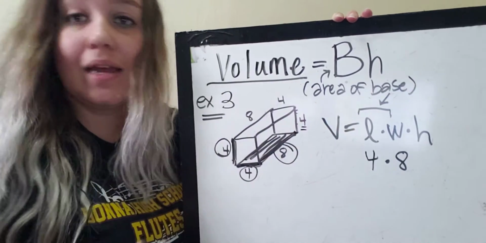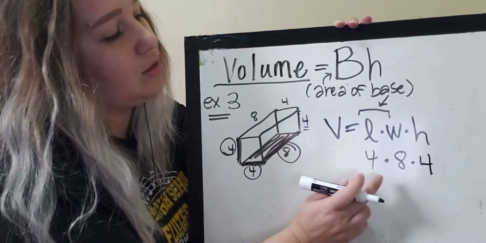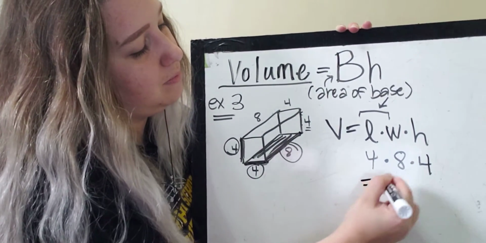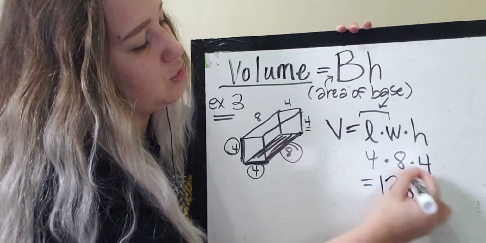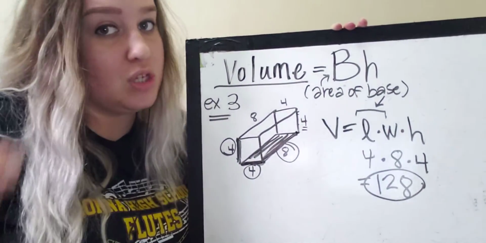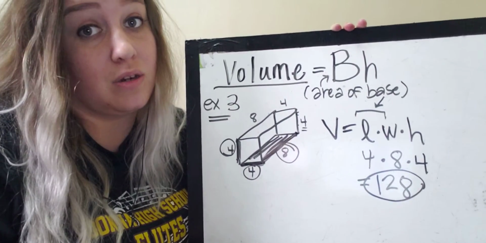It's the same number too. So that's what you multiply in. The 4 times 8 times 4. And it gives you 128. So volume is just like area. It's formulas. But you've got to choose the right numbers to put in the formula to get the right answer.